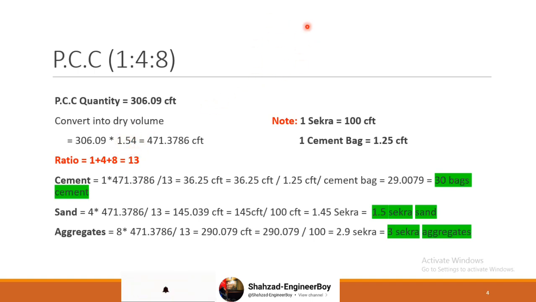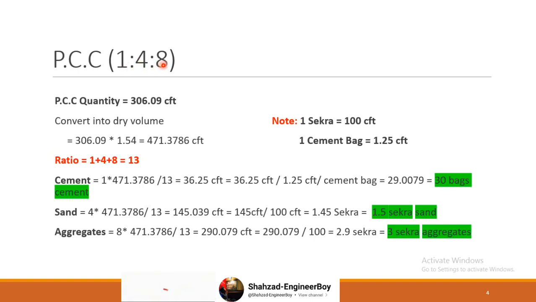1.27 is the factor that you will need for plaster, which I discussed in the lecture. The PCC quantity is 306.09 cubic feet. You are converting it to dry volume because you buy from the market in dry form. So 306 multiplied by 1.54 will give you a quantity of 471.3786 cubic feet.